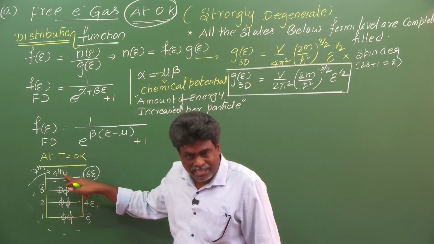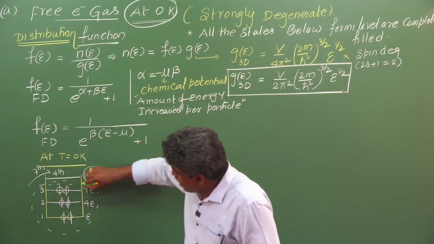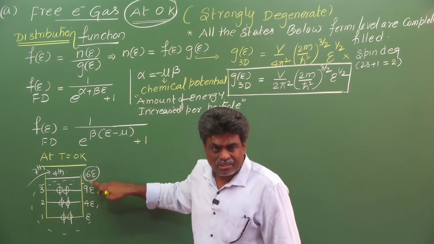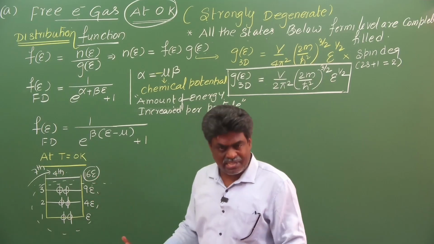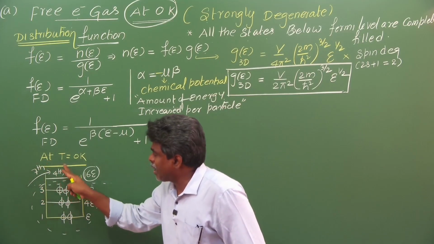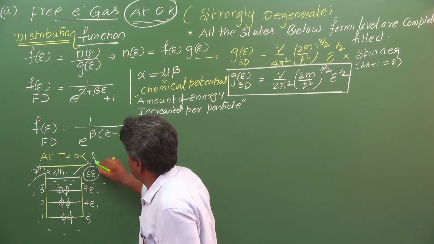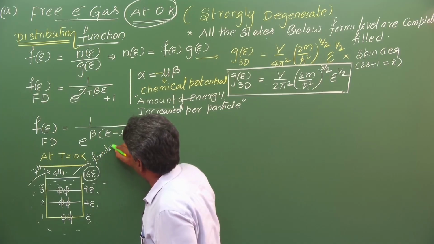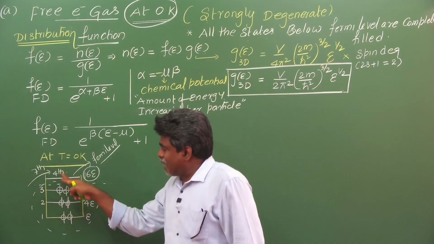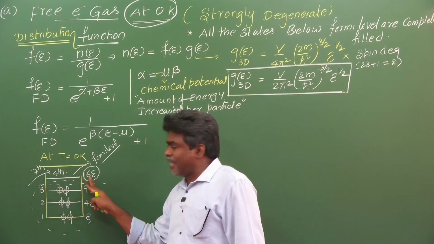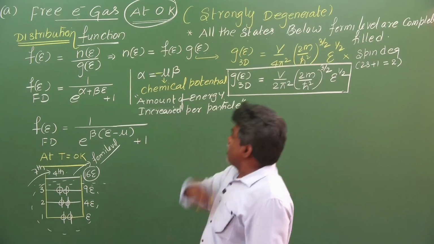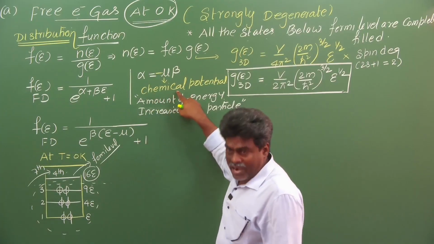Earlier, what is the energy of your system till now? E plus 4E plus 9E, total 14E. That's it. Now the seventh electron, the new particle, is entering and occupying which level? The Fermi level. Now you are adding one particle. That means how much energy are you adding? 16E. The amount of energy raised is 16E.